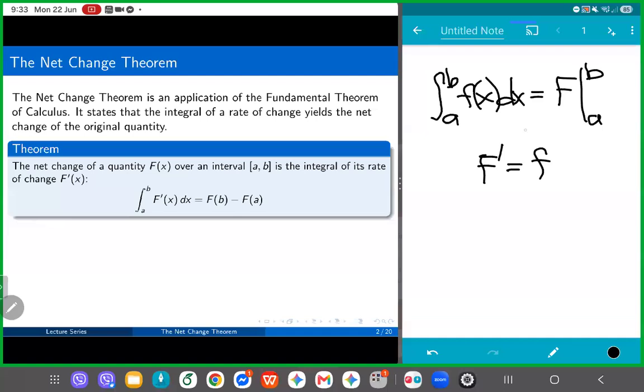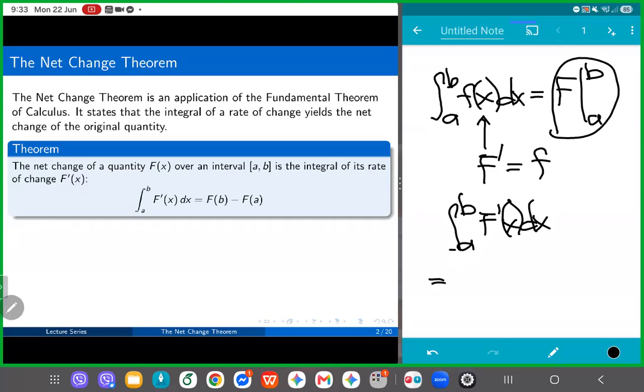So if we replace the small f there with this relation, we have an equivalent formulation of the fundamental theorem of calculus. It states that the integral of capital F prime with respect to x is equal to this one here, which is obtained by substituting the upper limit, then substituting the lower limit, and then getting the difference or change.